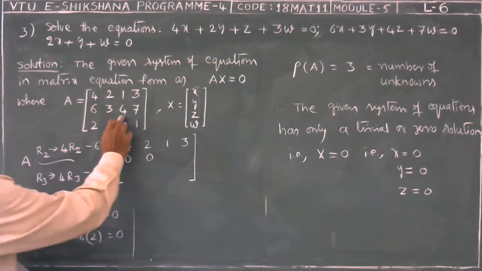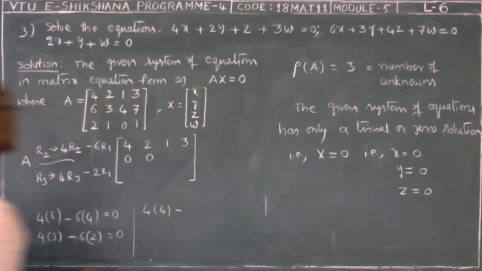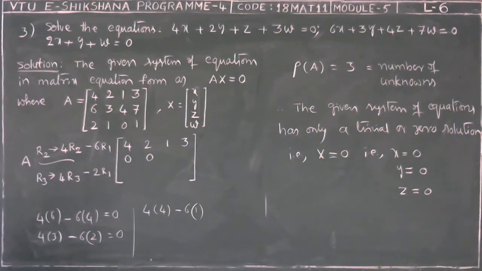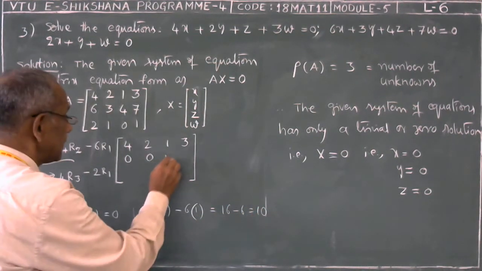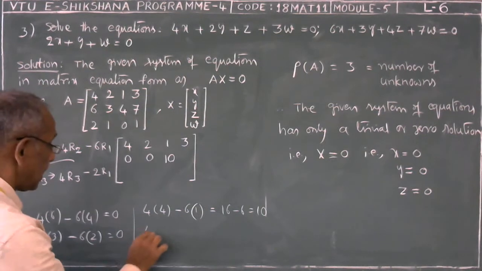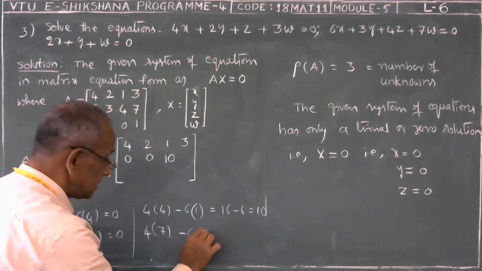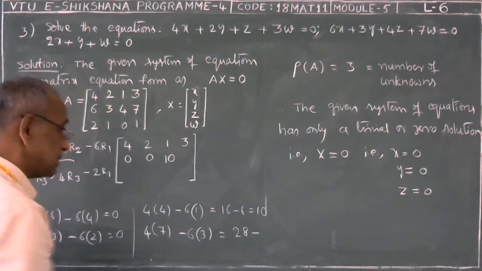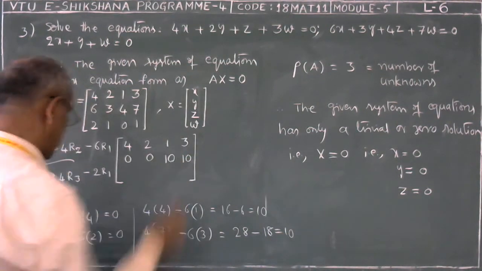Now I take a look at this element. 4 into 4 minus 6 into the corresponding R1 element, that is 1. So this is 16 minus 6, which is 10. So this element is 10. Now look at this element. 4 times 7 minus 6 times the corresponding R1 element, this is 3. So this is 28 minus 18, which is again 10. So this element is also 10.